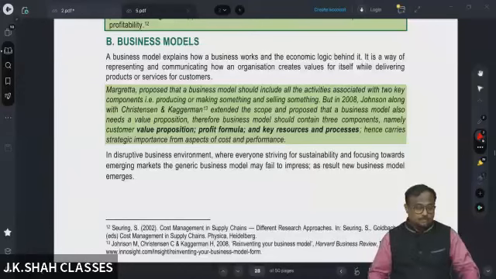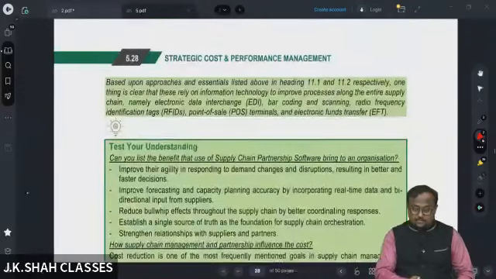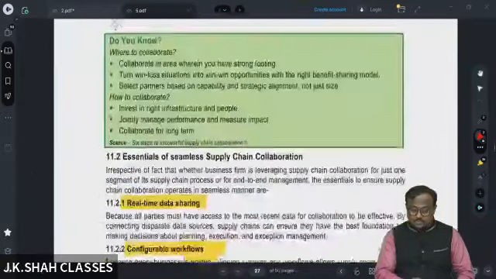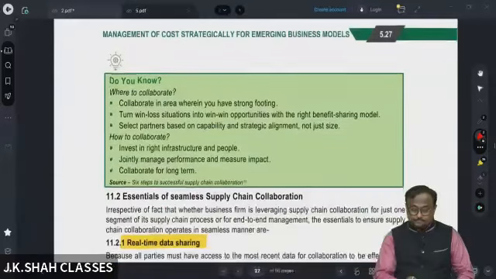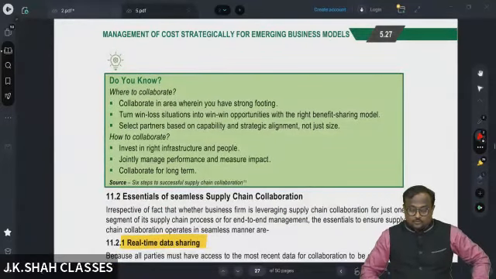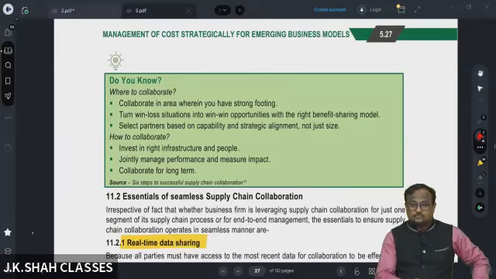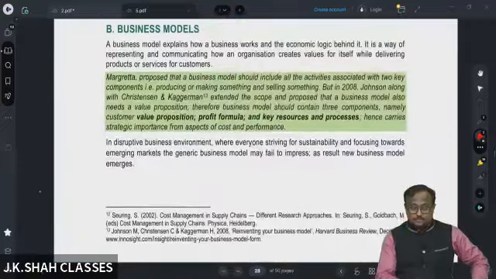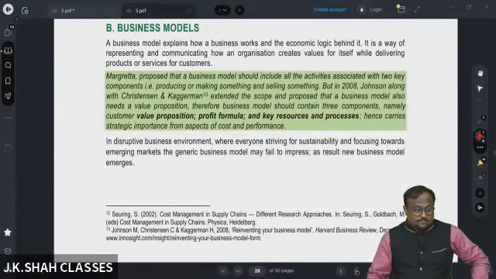Good. So, guys, in the last session, we started with a very important chapter, which was management of cost strategically for emerging businesses. The entire chapter is based on emerging business models. We covered a major part of this. Some part was pending, which we'll cover today.